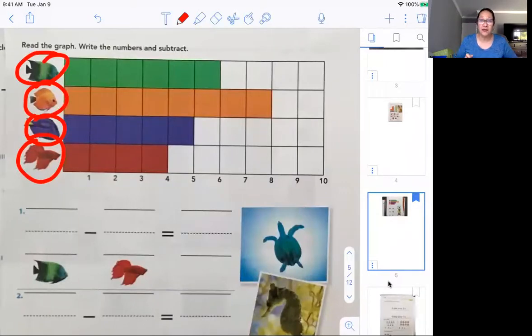So when you're graphing, you're not putting on top of each other. You're not stacking. You're going this way in this case. You're starting next to that little picture, whatever it is. In this case it's fish. So you're starting there. Here we go.